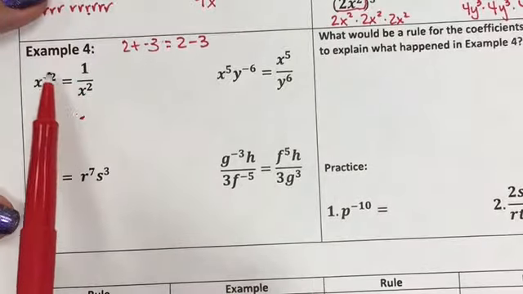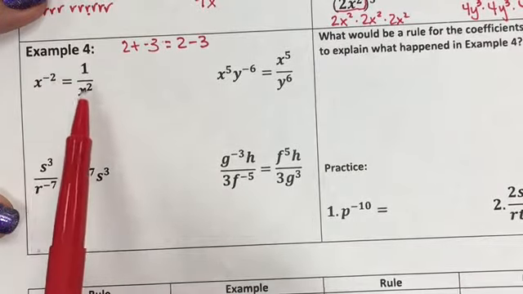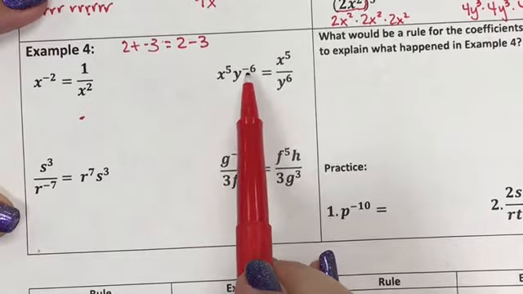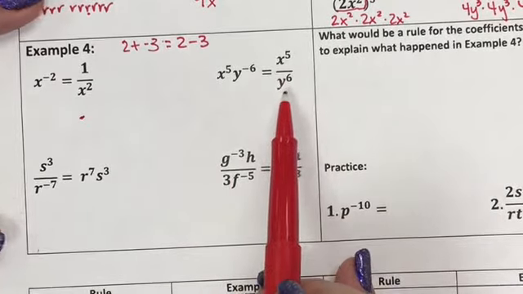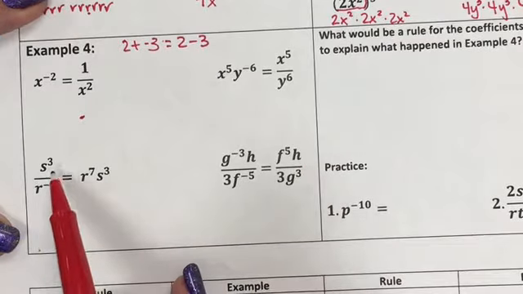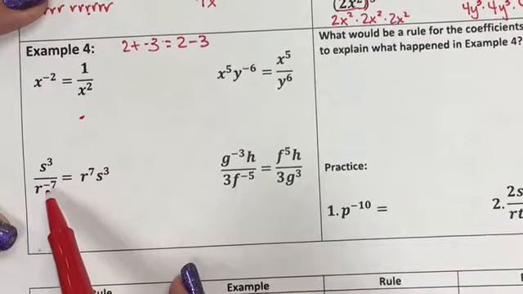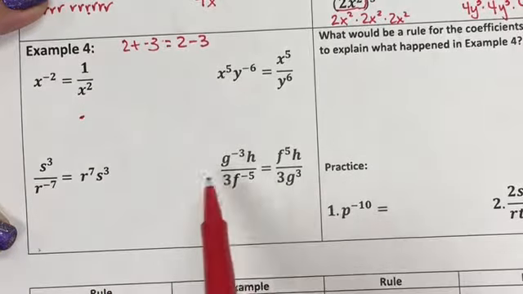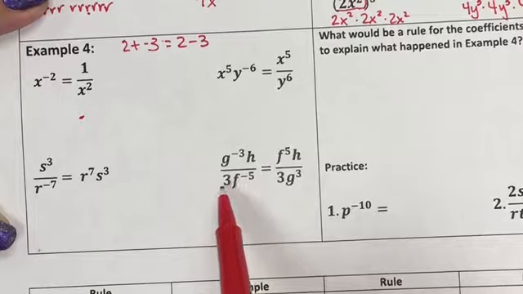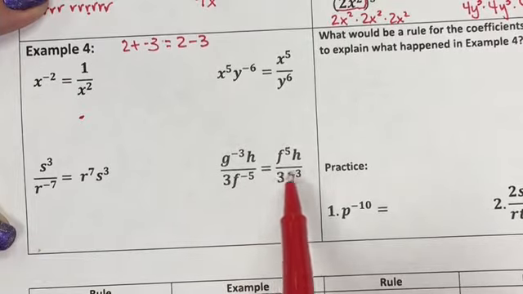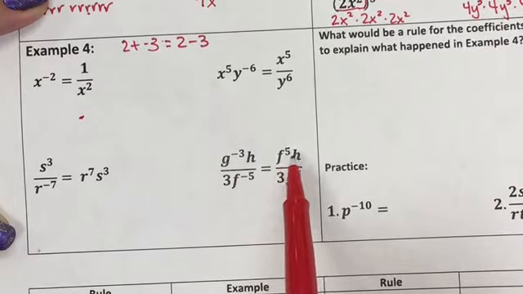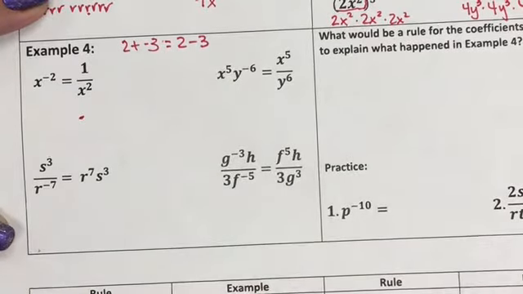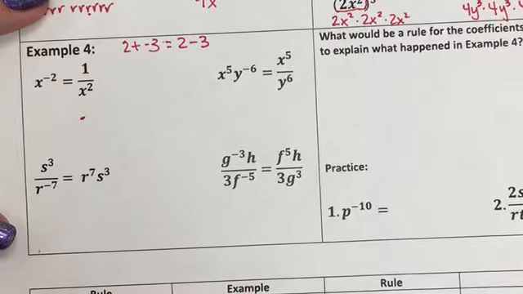So if you'll notice, x to the negative 2 becomes 1 over x squared. Over here, I've got x to the 5th, y to the negative 6th. It becomes x to the 5th over y to the 6th. Down here, s cubed over r to the negative 7th becomes r to the 7th s cubed. And then you've got g to the negative 3h over 3f to the negative 5th. As the end result, you've got f to the 5th h over 3g cubed.